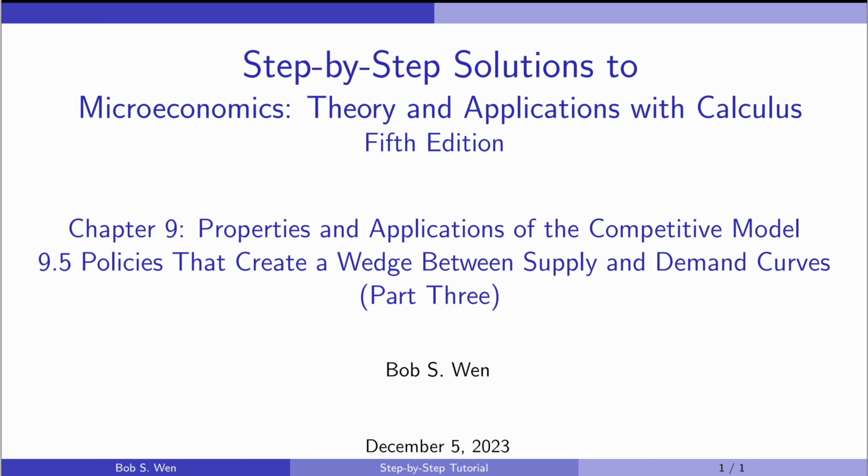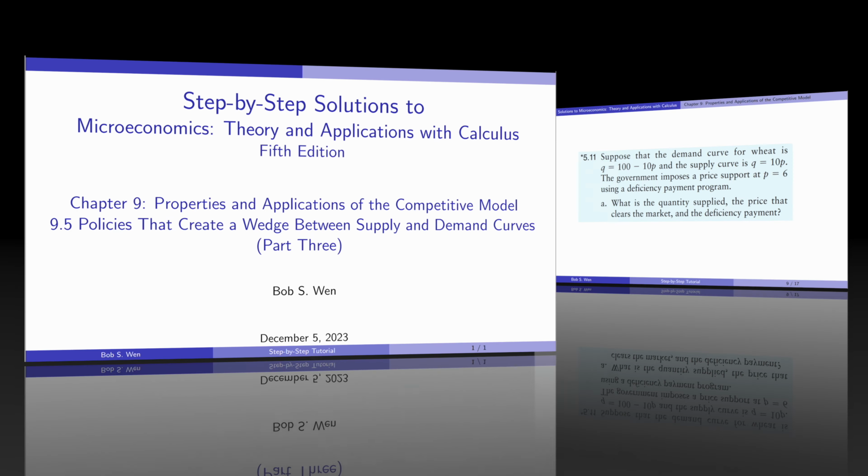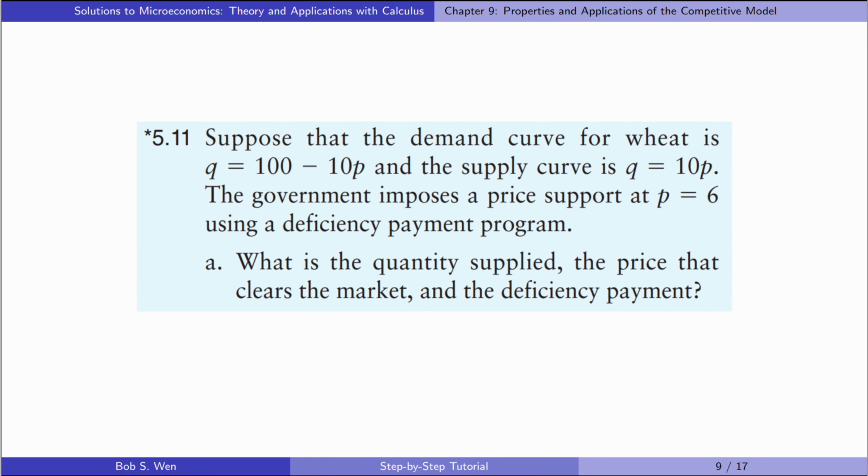We continue to examine the effects of government interventions such as sales tax, subsidy, price floor, and price ceiling on market equilibrium, consumer surplus, producer surplus, welfare, and deadweight loss. Let's find answers to exercise 5.11.